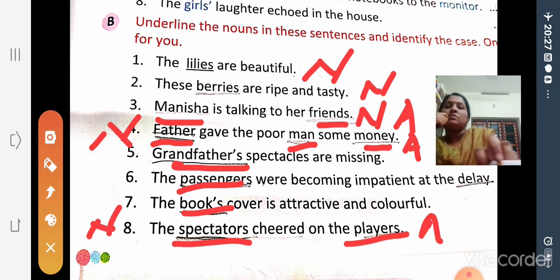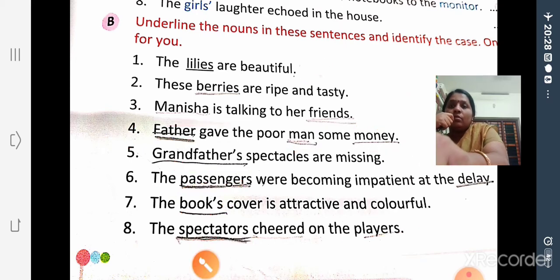So do all these exercises in your textbook, and I have attached the answer key along with this video, so you can use that answer key for writing all the answers. Okay.